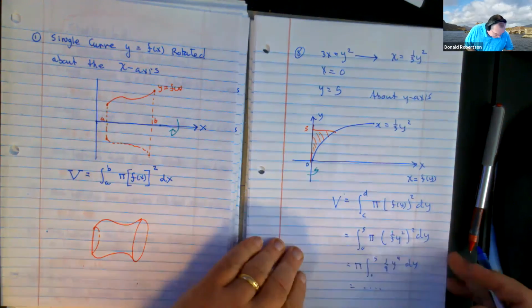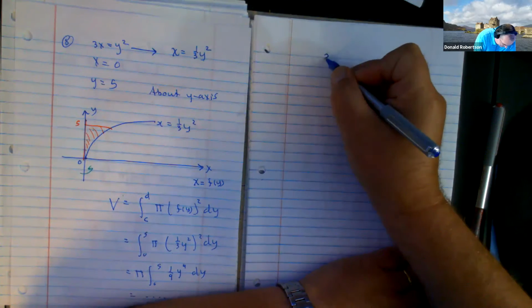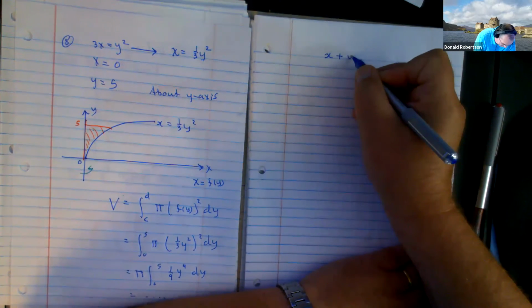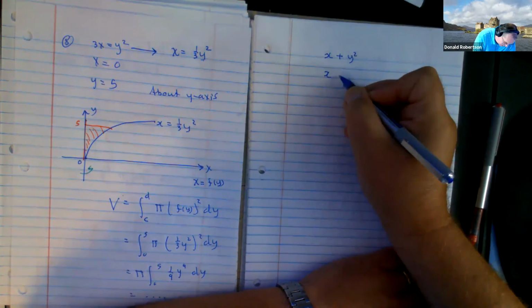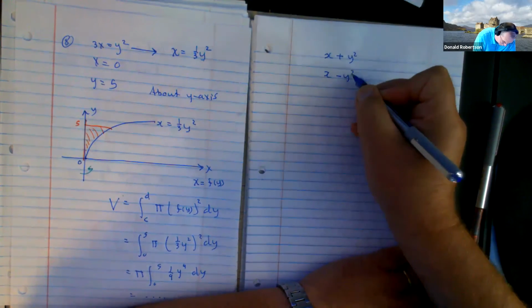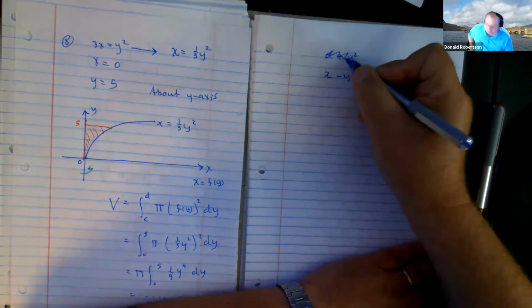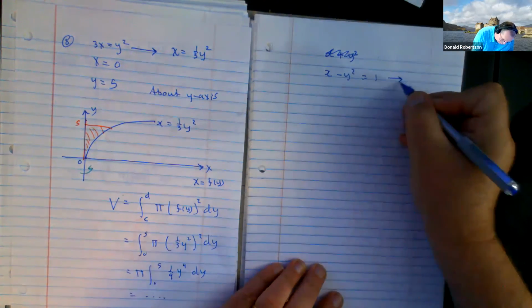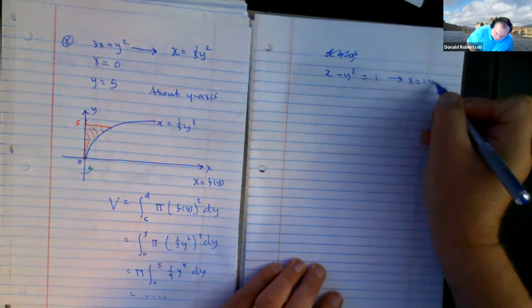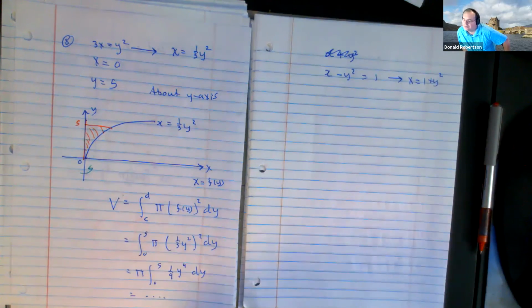Just in case in the future, other places, other times, suppose you had x plus y squared, that'd be a bad choice. Suppose you had x minus y squared equals 1. Suppose you had that guy, and you were going to rotate it about the y-axis. That would not be the form that you would use. Wouldn't you convert it into that guy? A sneakier one.